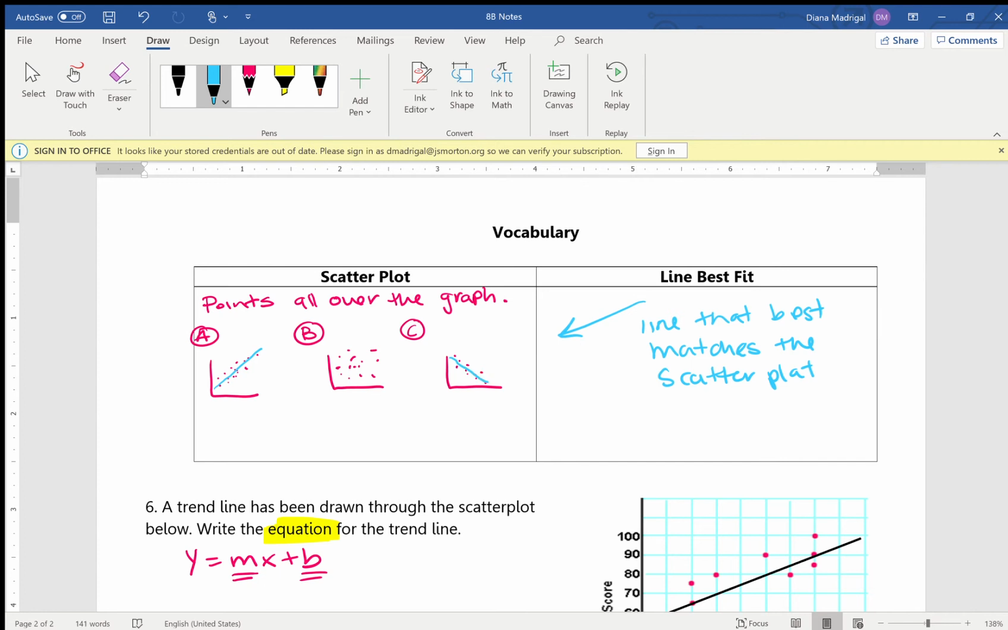Okay, so that's what scatter plots mean and the line that best fits. The line that best fits is going to help you represent the data because the scatter plots are all over. We can't find an exact line for all of them. That's why we try to best fit this line, and that's the line that we use to describe the data.